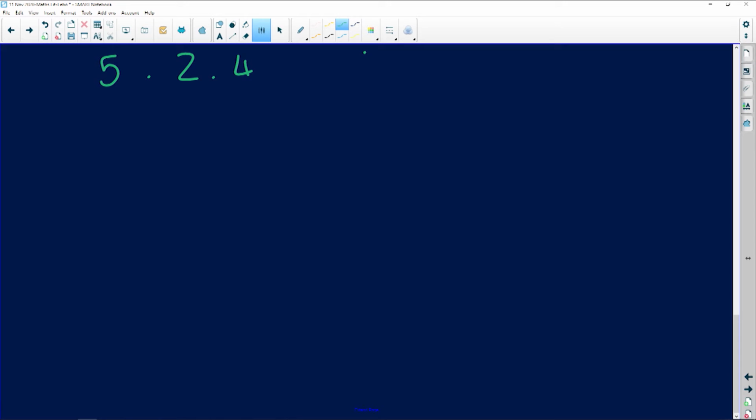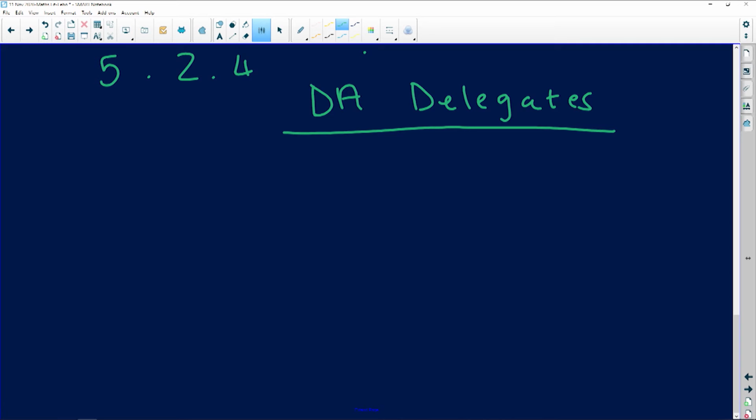So, first things first, whenever you are drawing a graph, it needs to have a title. You will get a mark for your title. What would this title be? Chances are the title was given already in the answer sheet, but if there was no title in the answer sheet, I would give this maybe DA delegates. Okay, so I'm assuming there's going to be the title.